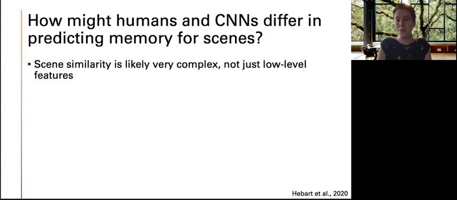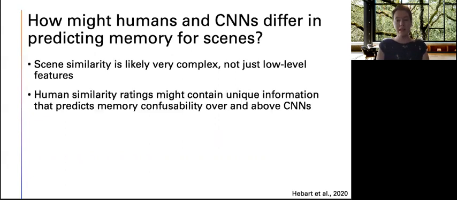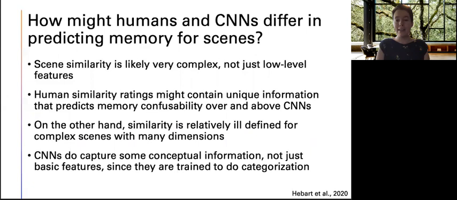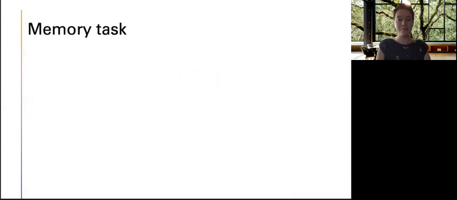Well, on the one hand, we know that scene similarity is likely very complex and not simply a combination of low-level features. Therefore, people's ratings might contain unique information that predicts memory confusability above and beyond that of CNNs. On the other hand, similarity is not well defined for complex scenes with many different dimensions, and CNNs do capture some conceptual information and not just basic features, since they are trained to do more complex tasks like categorization.